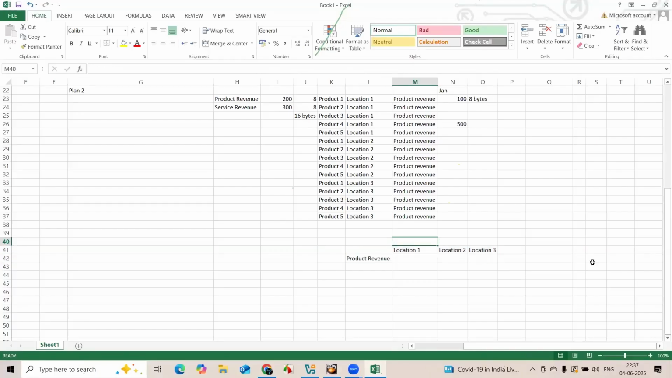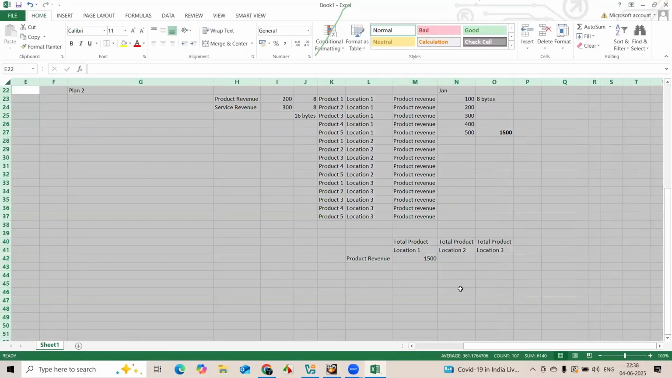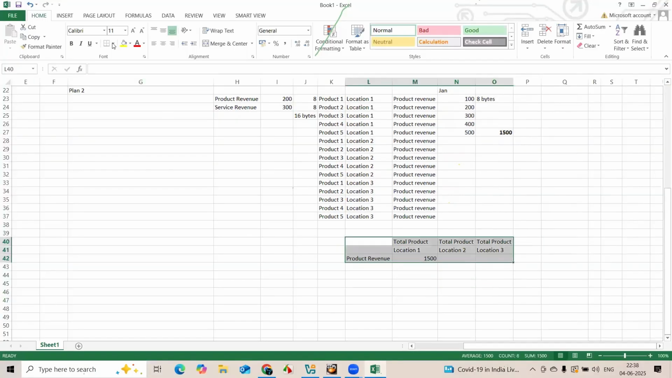Let us consider something like total product, which will have the summation of all the products. For example, if I take 100, 200, 300, 400, and 500 here, the summation of this will be 1500. I want to show it in this manner, 1500. How are you going to show this in an RDBMS, in the same representation manner?